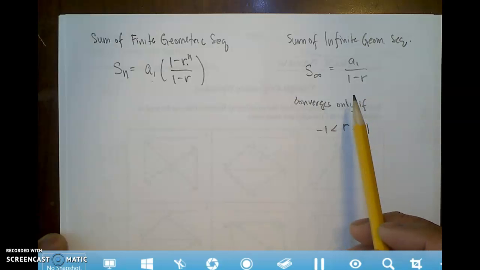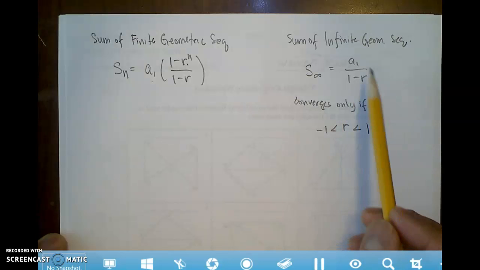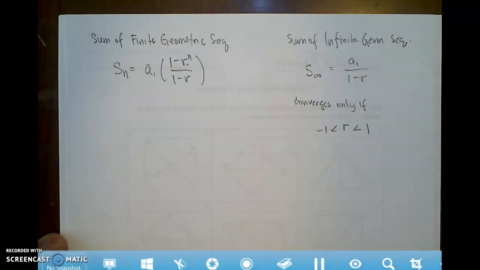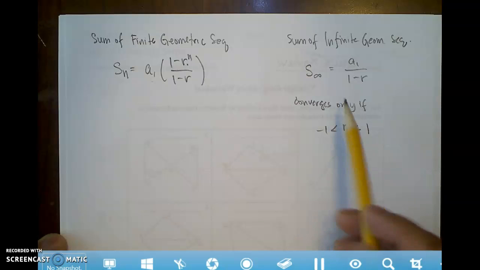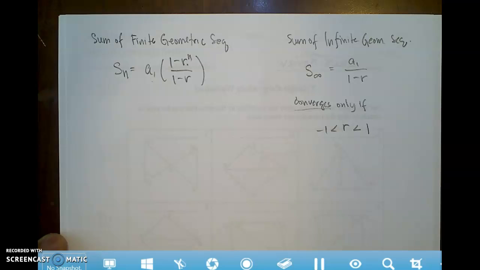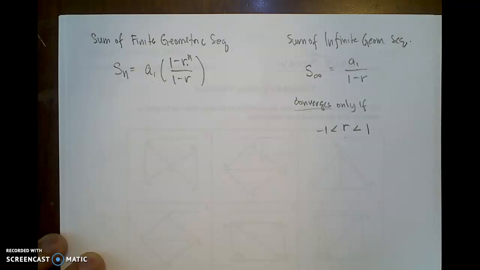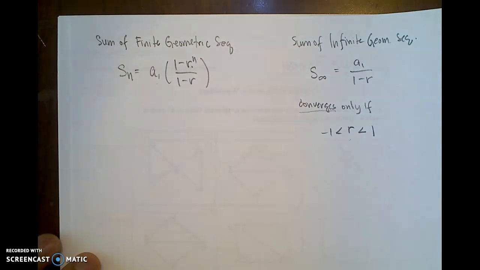For the sum of an infinite geometric sequence, you take the first term and divide it by 1 minus the common ratio. Now, this formula only works, it says converges, meaning it's going to get a summation, only if the common ratio is a value between -1 and 1. We're going to go through a couple of examples here from the note sheet.